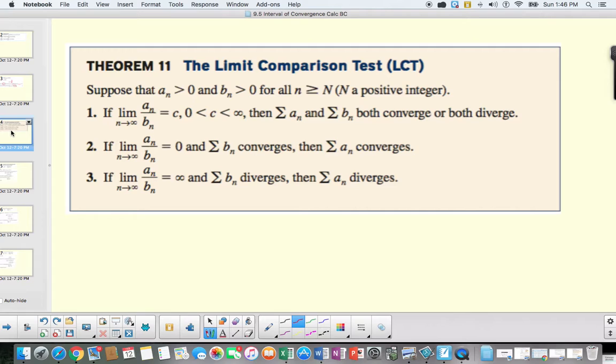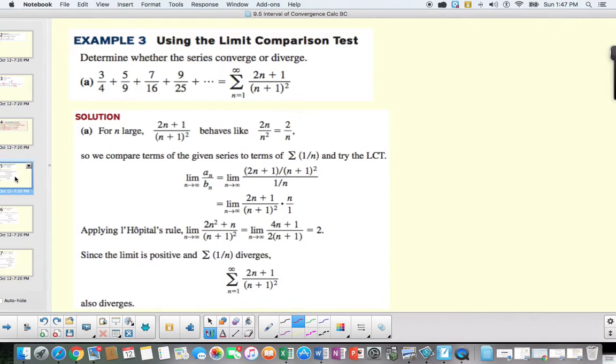There's another comparison test called the limit comparison. What we do is we take a look at the nth term of the two summations, and we take the limit, and if we find we have a constant, then the conclusion is they either both converge or they both diverge. So again, pick out a comparison that you know whether converges or diverges. If you get 0 and the one you compare to converges, then the other converges. If the limit ends up to be infinity and one of them diverges, then the other diverges. Let's take a look at some examples on how this is done.